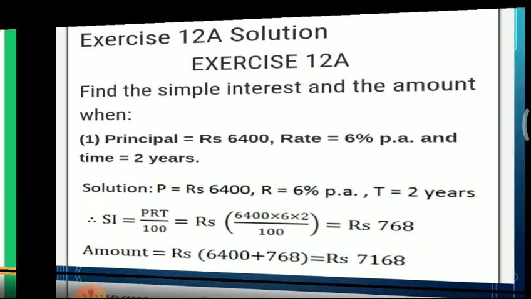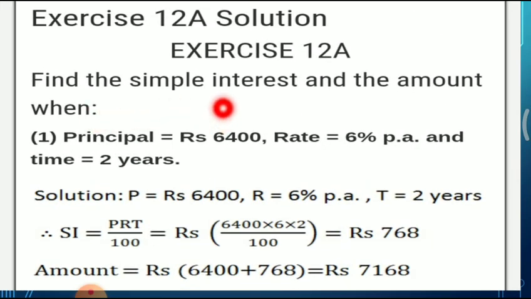Question number 1 is: find the SI, meaning simple interest, on the amount when principal is equal to 6400, rate of interest is equal to 6% per annum, and time is equal to 2 years. The solution: at first you mention what is given here. P 6400, R 6% per annum, and time 2 years. So SI is equal to PRT by 100.